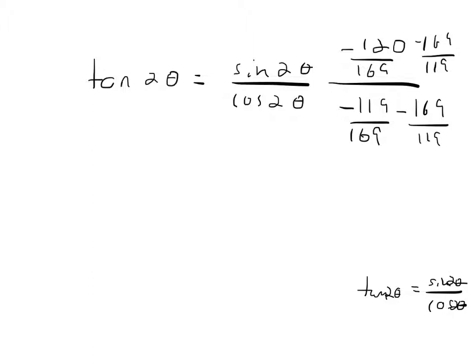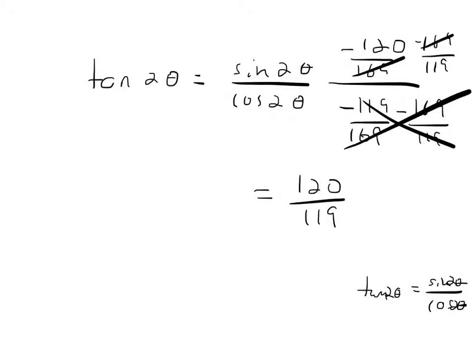And the nice thing is, in the complex fraction, everything cancels out. The 169s cancel out. Negative times negative is a positive. And I'm left with 120 over 119.